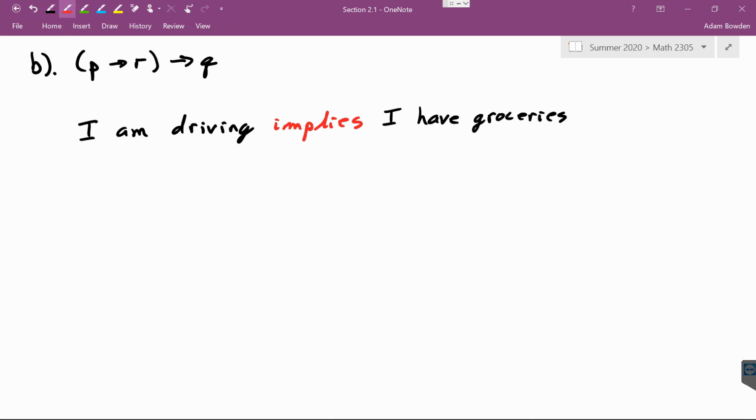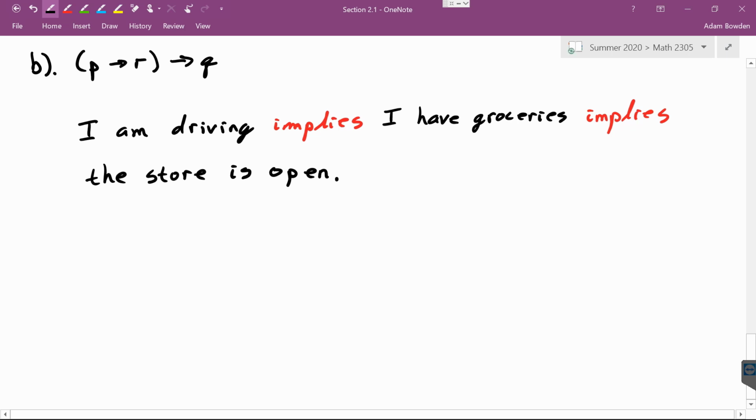And then the next one is implies, the last one, which is Q, and Q stands for the store is open. Okay, now this last one's a little bit longer and has some different of these symbols in here.